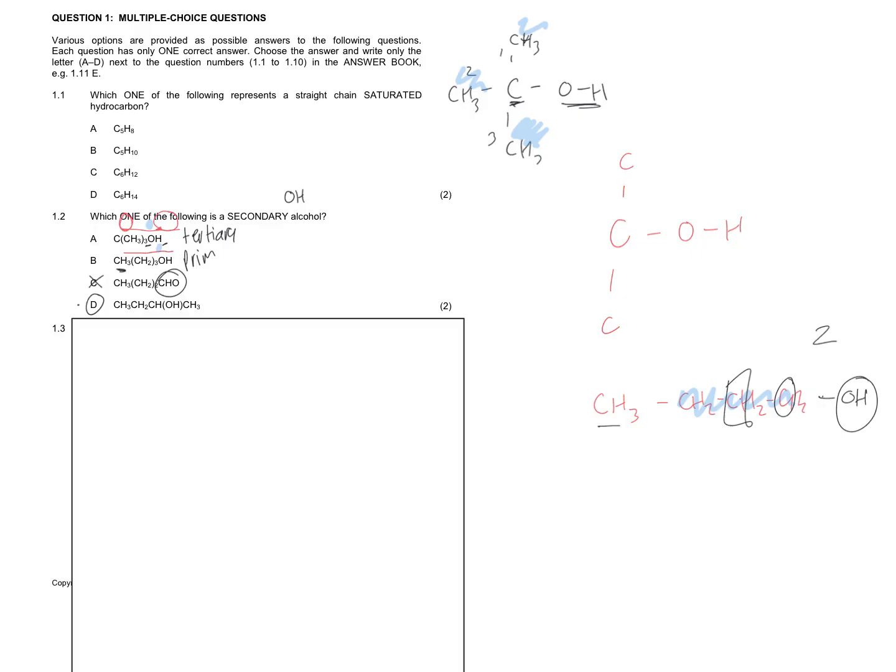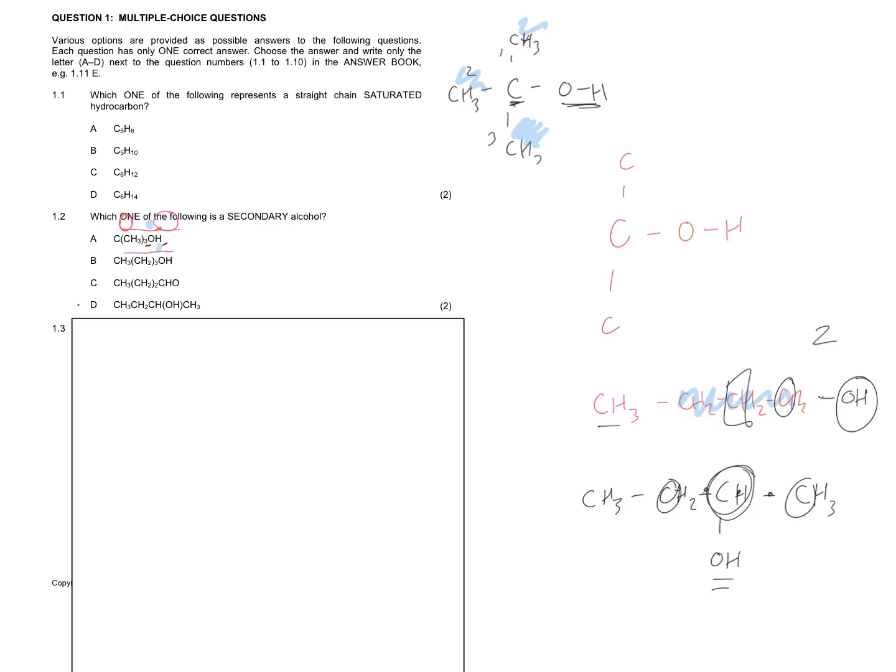I can draw it for you. You don't need to. It's CH3, CH2, CH, CH3. The CH3s are at the end. They only need 1 bond. This guy has got 1, 2, 3 bonds. That one needs the OH. The carbon that the OH is attached to has 2 other carbons. That is a secondary alcohol. C was not an alcohol, can't be that. And the other 2 were alcohols, they just weren't secondary.